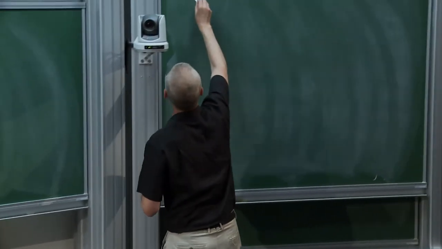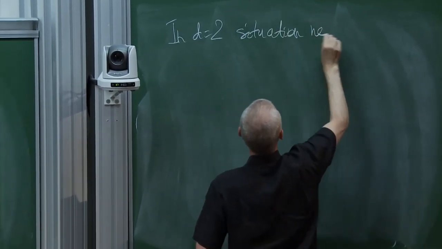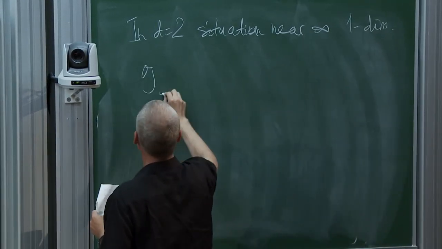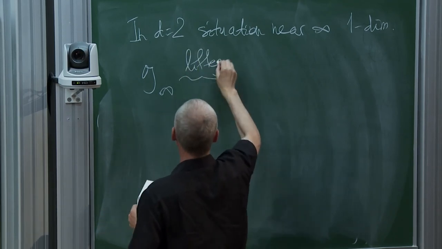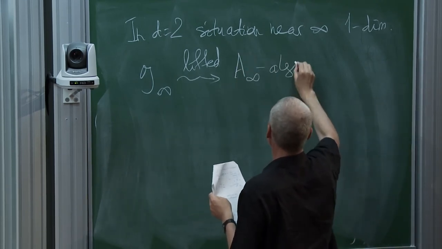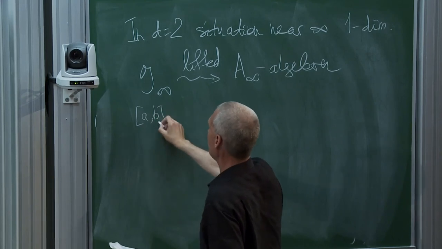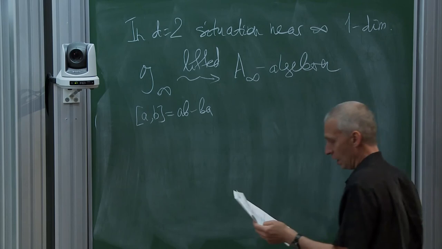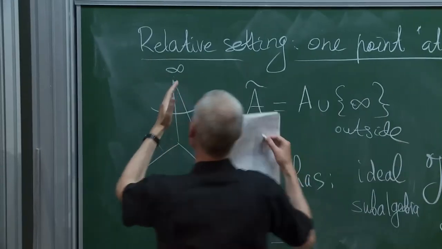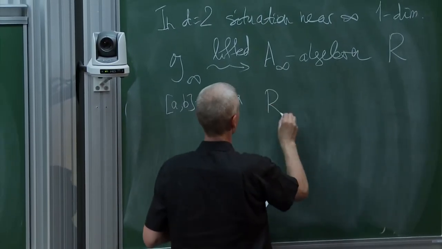So in the D equals 2 situation, near infinity is one dimension. So everything is ordered. So G infinity can be lifted from a homotopy Lie algebra to a homotopy associative algebra. Let's call it A-infinity algebra, by the rule, the analog of the formula that the bracket is AB minus BA. And let's call this algebra R, and it has an upper triangular structure, because what happens here is we can combine them in the order. So R is upper triangular.